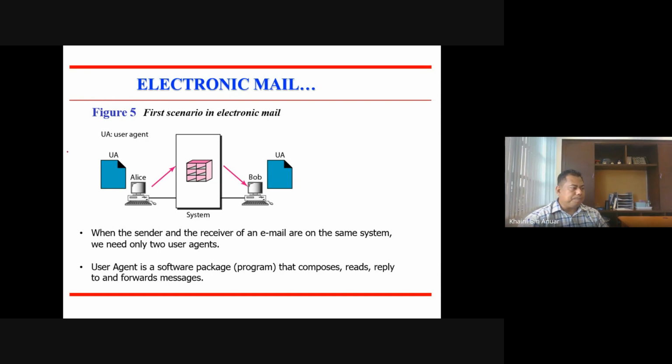So here you have the same system. When the sender and the receiver of email are on the same system, we only need two user agents, right? So if you are on the same system as I mentioned, when you send information, the message will be stored or held over here until your friend Bob accesses it.